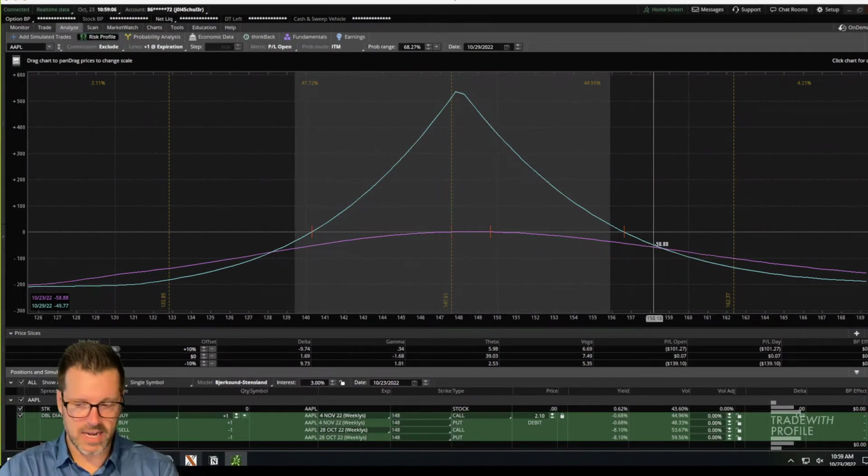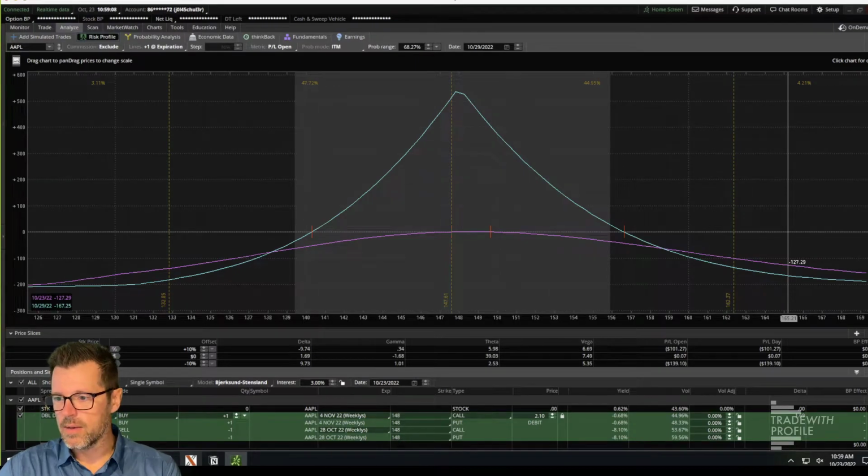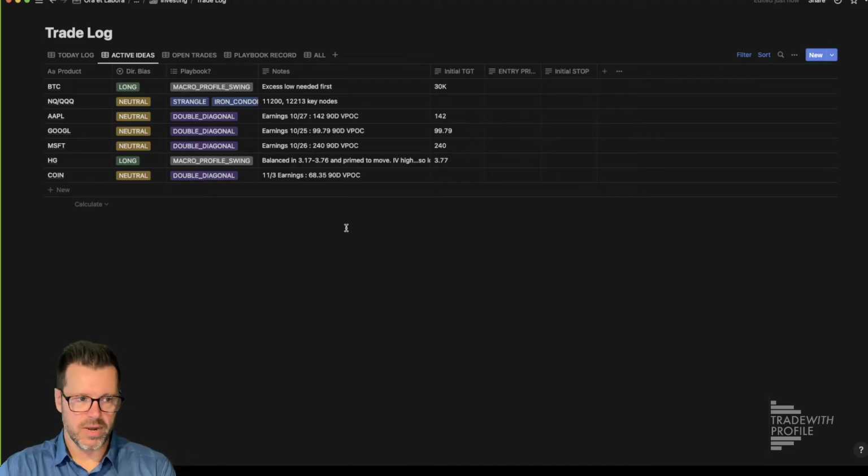So this is kind of the idea that I have for all of Apple, Google, Microsoft, and Coinbase, all having some earnings in play and coming up. So those are ones I'll be watching, and we'll update those coming into the next week.